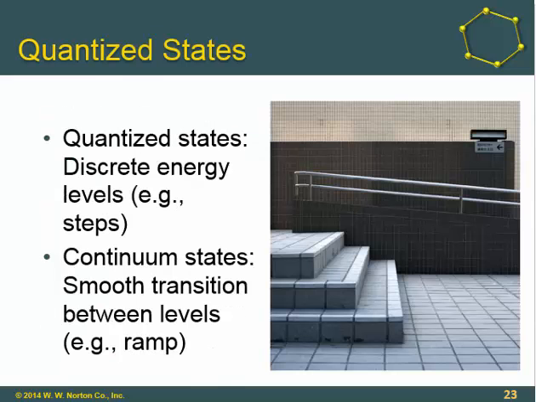So let's talk about quantized states. These are discrete energy levels, and in our everyday life, we could think of these as maybe steps. So in an atom, an electron can only have very specific energy levels. Just like we can only step on steps, we can't step in between a step. An electron cannot exist in between these energy levels.